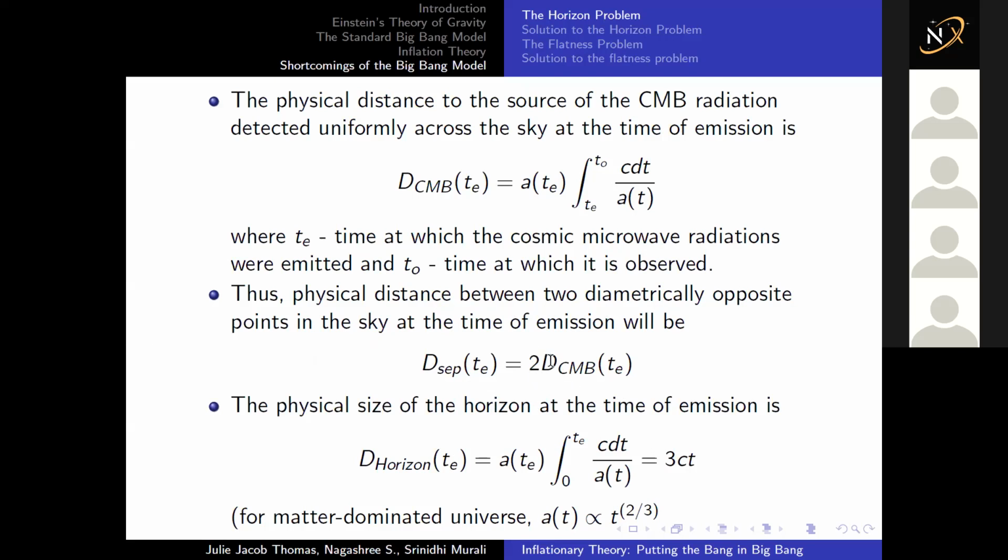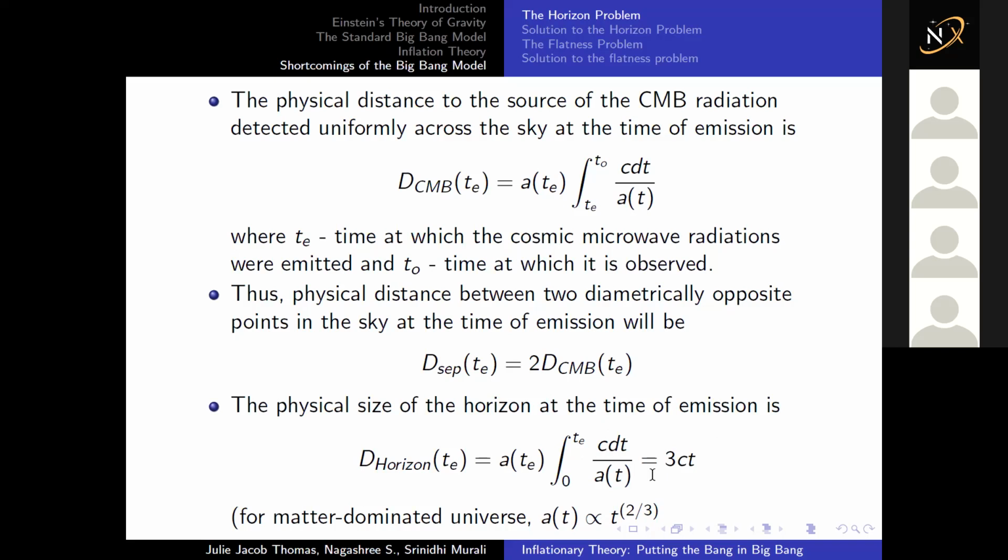So if you take a sphere and you're standing at the center and you look at one direction in the sky, that distance is dCMB, and then the opposite side will also be dCMB. The separation between those 2 points will be just 2 times that, basically the diameter of that sphere. So that's what's meant here. And the physical size of the horizon at the time the CMB is emitted, we can also calculate by integrating from 0, the time of the Big Bang, till t_E, which is the time of emission. That's 300,000 years later.